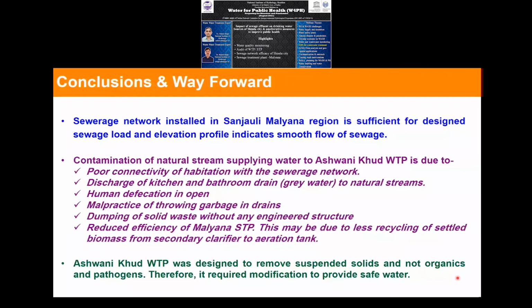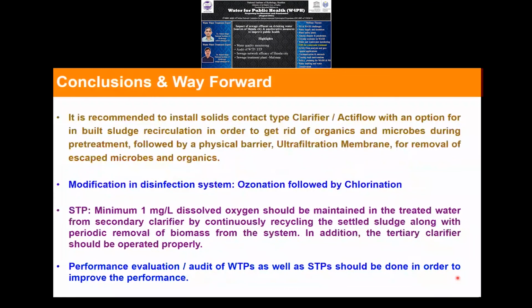Then the Aswini Khad WTP was designed to remove suspended solids and not organics and pathogens, as I discussed earlier. Therefore, it requires modification, and we recommended installing solids contact type clarifiers or active flow. Because of space constraints, they can go for an active flow type of treatment system, which has inbuilt sludge recirculation. This type of treatment system, with the aid of coagulants and flocculants, is able to remove organics and microbes from the water, and therefore very little chlorination will be required. Apart from this, they can also think of installing a physical barrier like ultrafiltration membranes, so that the microbes as well as organics escaping from the chemical treatment can be removed, and then only a very little amount of chlorination is required, just for disinfection.